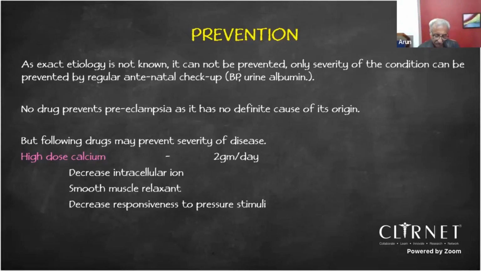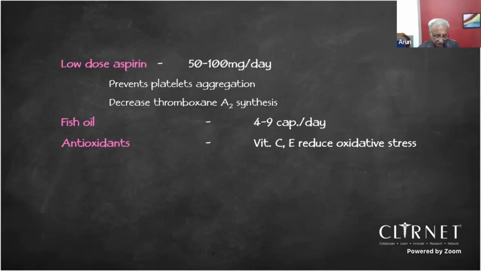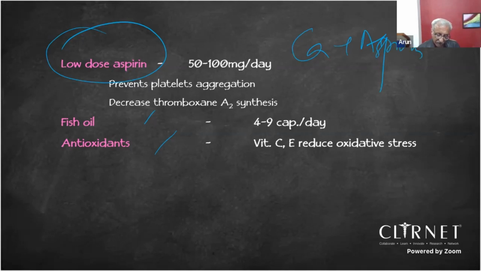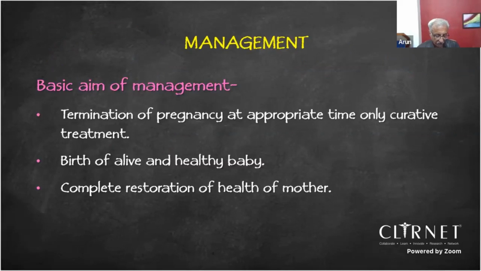So this is one, aspirin, how can we prevent? Second, which has been proven to be of some value, is high dose of calcium, more than 2 grams per day. Aspirin, fish oil, maybe antioxidants, but nothing much has come up. Only aspirin and calcium, 2 things which have till date been proven to have some beneficial effect.